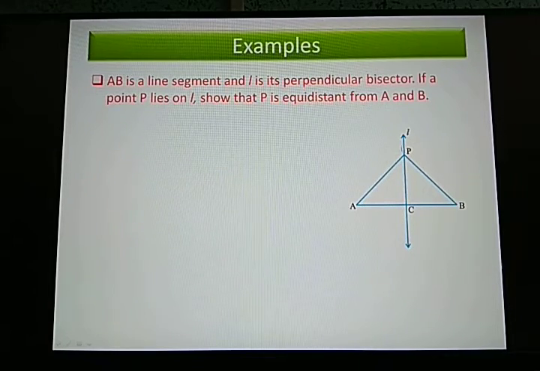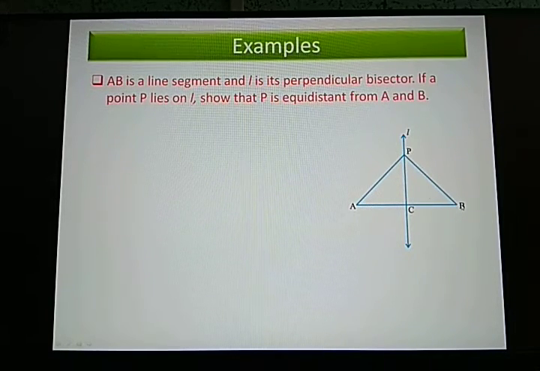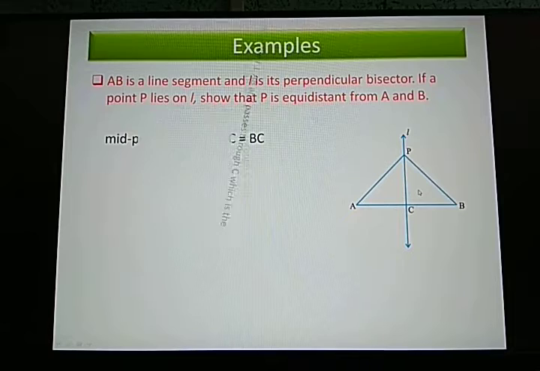Perpendicular bisector means it not only divides this angle into two equal right angles, but also divides this line segment into two equal halves. That is, AC will be equal to BC, and angle PCA and angle PCB will be 90 degrees each. So this is what is meant by perpendicular bisector. Now here we have to show that P is equidistant from A and B. So this point P is equidistant from A as well as from B. That means we need to show that the length PA is equal to PB. Clear? So let us first of all write what is given to us.